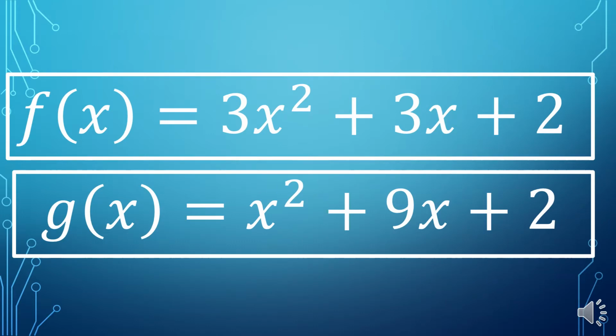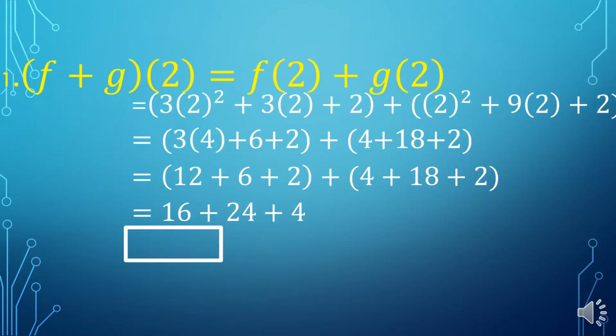And for our first example, f of x is equal to 3x squared plus 3x plus 2. g of x is equal to x squared plus 9x plus 2. And for the solution, number 1. f plus g of 2 is equal to f of 2 plus g of 2, which is equal to 3 times 2 to the power of 2 plus 3 times 2 plus 2, plus 2 to the power of 2 plus 9 times 2 plus 2.